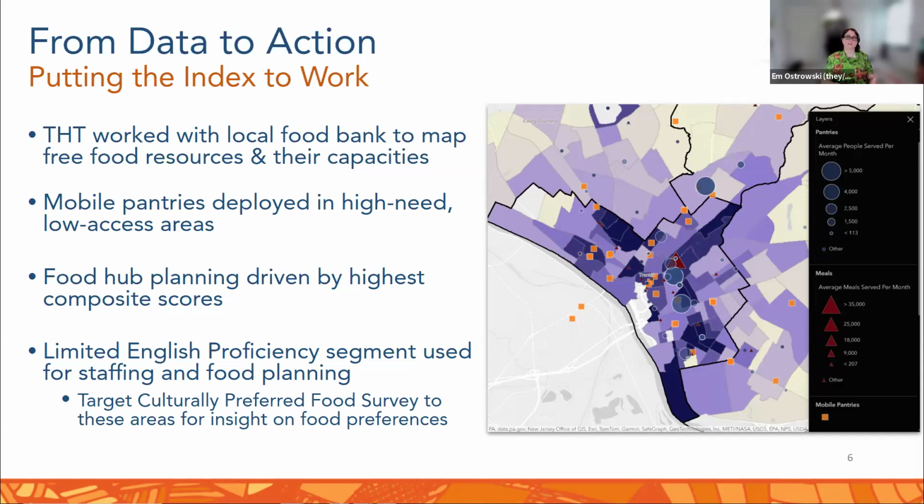This kind of layering lets decision makers move from reactive programming to proactive and holistic planning. So instead of just asking where food is needed today, we can start to ask what else is shaping those needs and where interventions could have the greatest ripple effect.